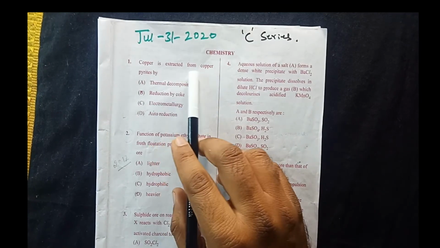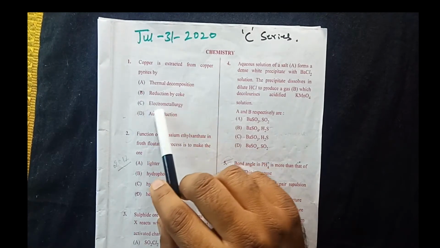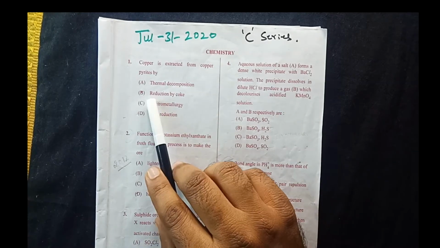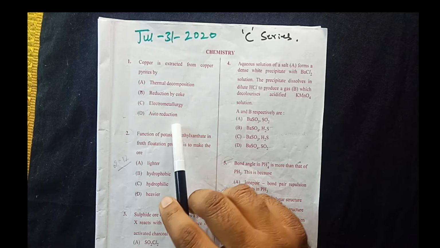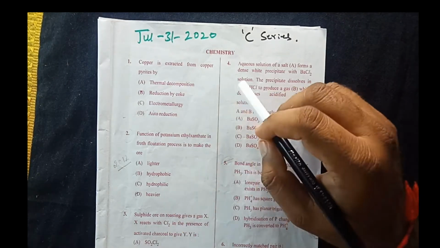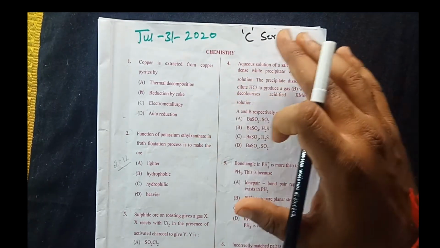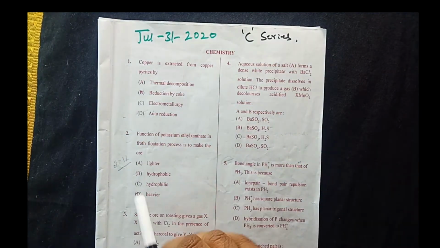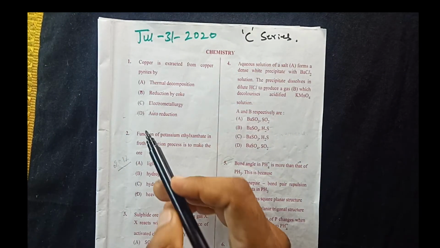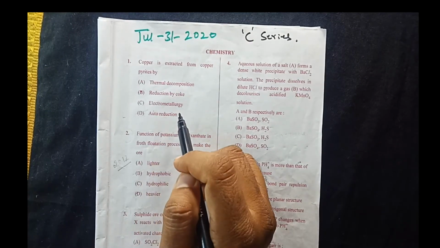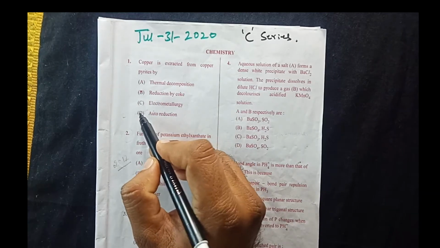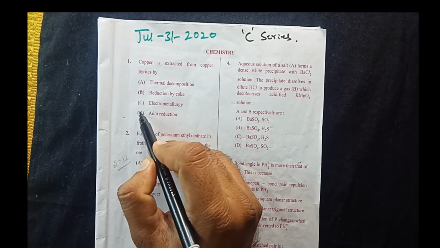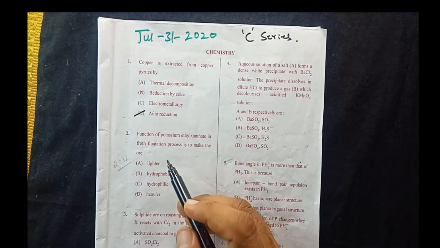The copper extracted from copper pyrites by: the options are thermal decomposition, reduction by coke, electrometallurgy, auto reduction. Before going to that, I am going to tell you that this question paper contains many direct questions. By seeing the question, we can round up the answer. Auto reduction is the method to extract copper from copper pyrites. This is the right answer. Now move on to the second question.